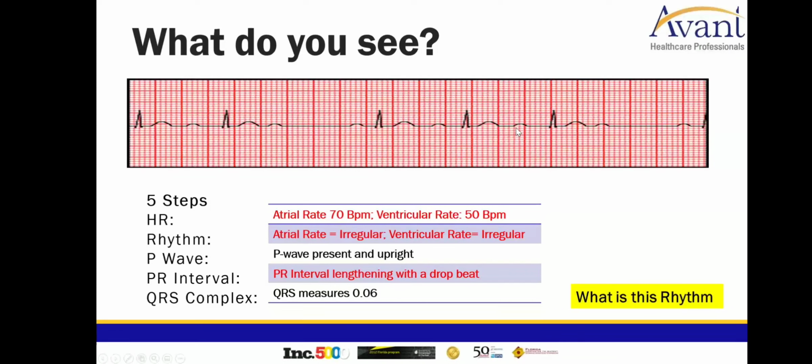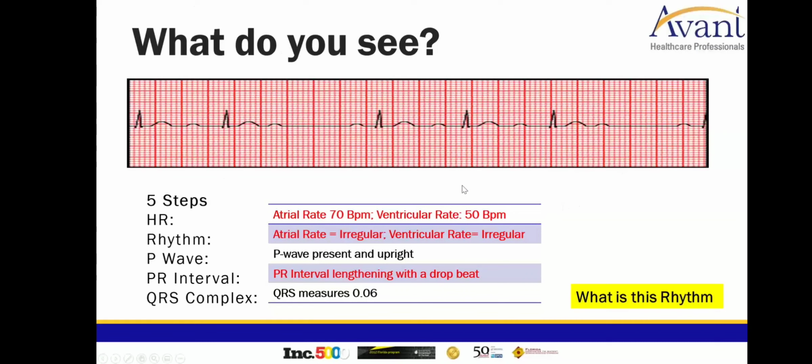And this one looks even longer yet. 1, 2, 3, 4, 5, 6, 7. And now we have a P wave. Oops, we have a drop beat. And then it starts all over again. Okay, if this strip continued, we would see that 5, 6, 7.